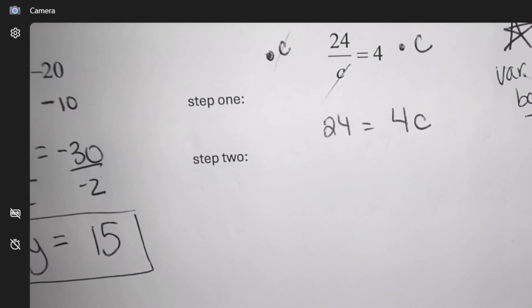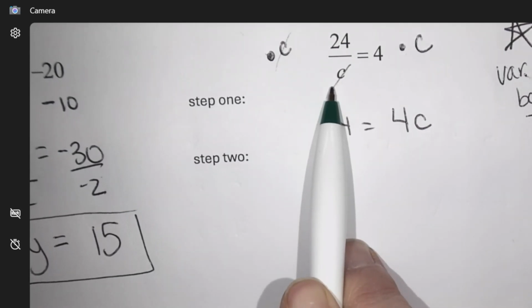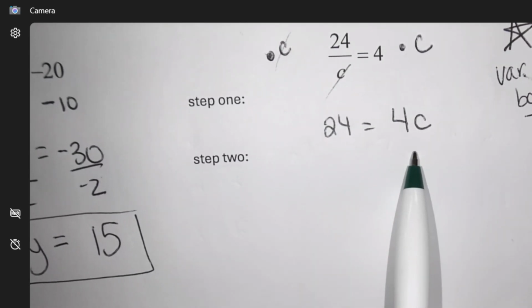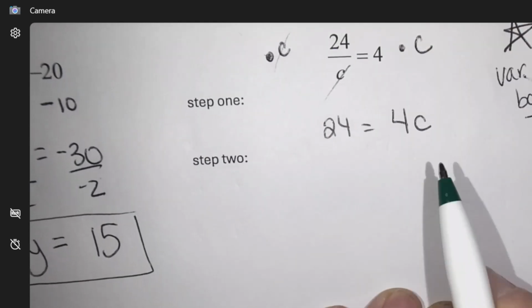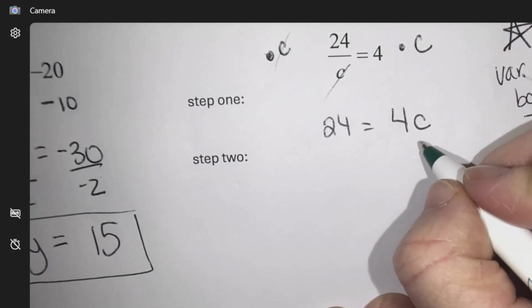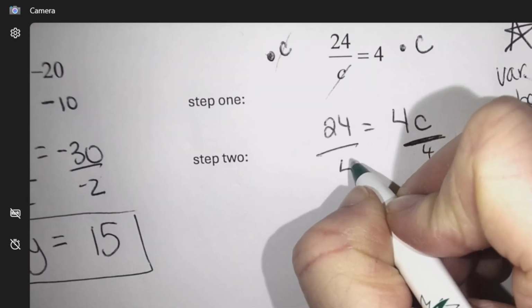Okay, so that's where I'm at. Times by C, got rid of that. Times by C. Then do you just reverse it and go 4C divided by? And now, how do I get C alone? Yeah, 4C divided by. If it equals, then you can switch it. Divide by 4.